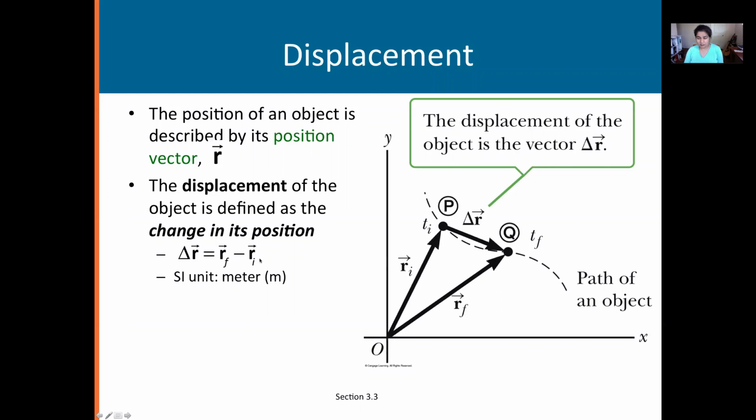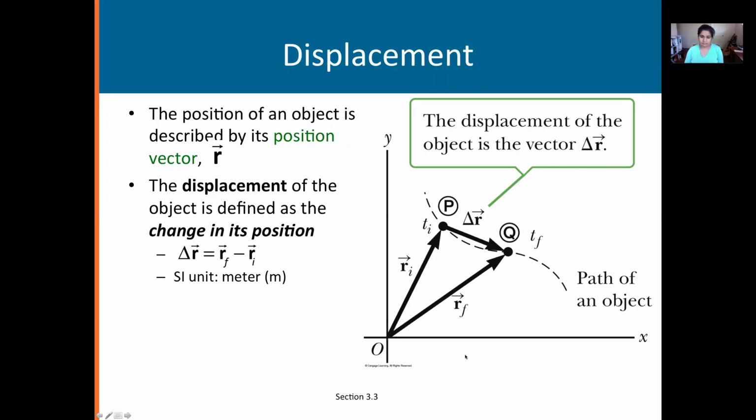This is a vector equation, okay? You cannot do a simple subtraction, okay? Remember the vector subtraction that we learned. Since the units of both these position vectors would be in meters in SI units, delta r will also be given in meters.